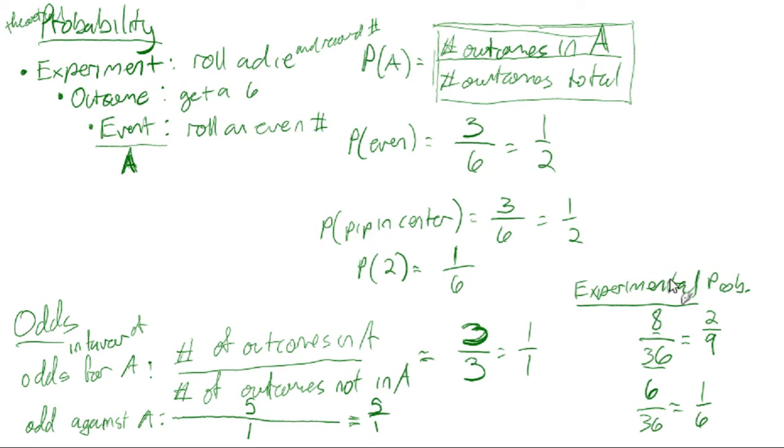Okay, but the basic definition of theoretical probability, odds in favor, odds against, and experimental probability. We'll do more specific examples in the sample problems video, but thanks for watching.